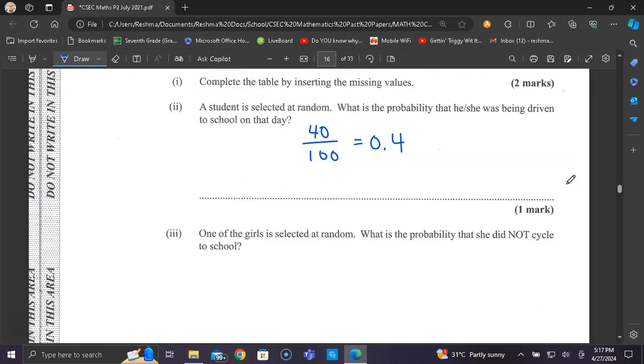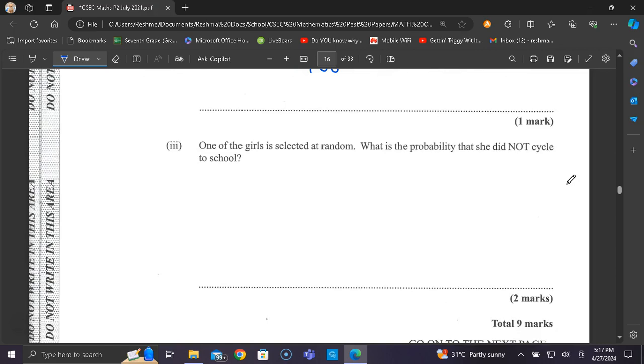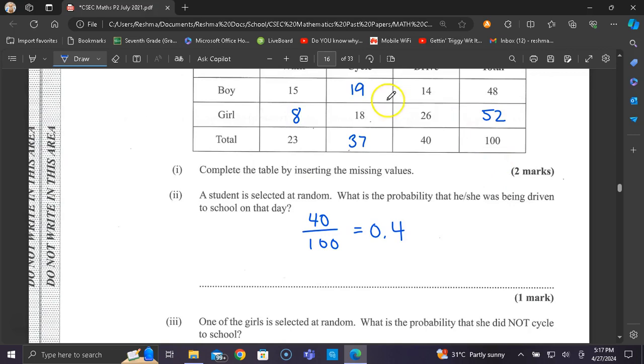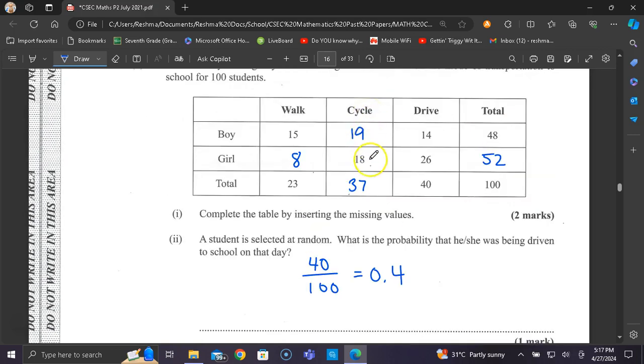So let's look at the last part, part 3. For 2 marks, one of the girls is selected at random. What is the probability that she did not cycle to school? We are selecting from girls, so we have to consider the probability out of the total number of girls. Let's look at the number of girls who cycle to school. That would be 18. So the number of girls who did not cycle to school will be 52 minus 18, which is 34.